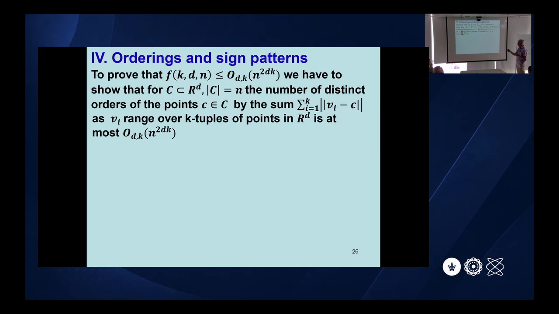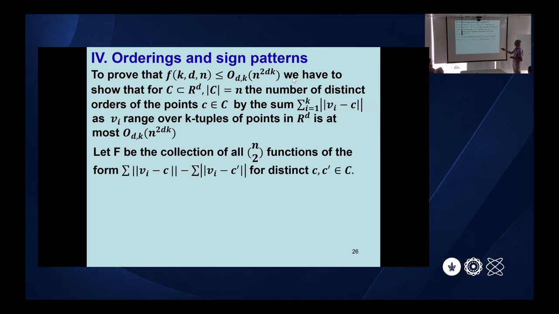So we wanted to prove that this f of k, d, n, the total number of orders of a fixed set of n points in R^d according to the sum of distances from k points, is not more than n to the 2dk. And so this is what we have to show. So we fix a set of n points in R^d, and we look at the order.